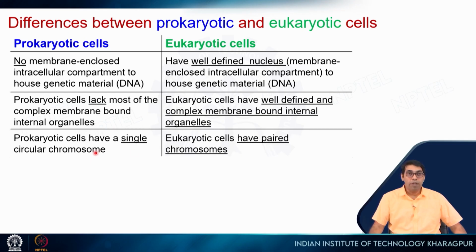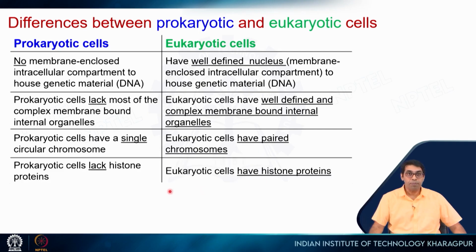Prokaryotes have a single circular chromosome, whereas eukaryotes have paired chromosomes, and we will see examples that in many cases these are linear chromosomes. So, here the chromosome is a single chromosome, but in this case we have multiple chromosomes. So, the DNA is divided into multiple molecules and these are linear molecules. Okay.